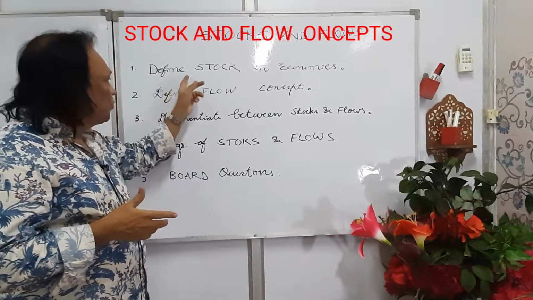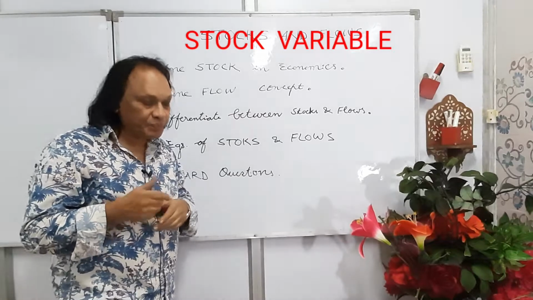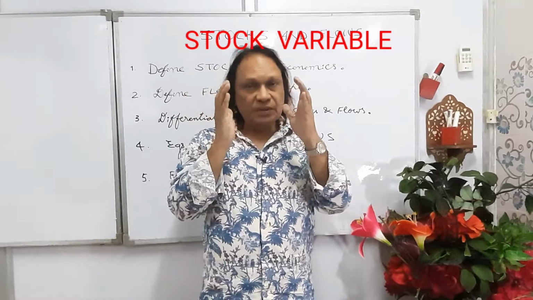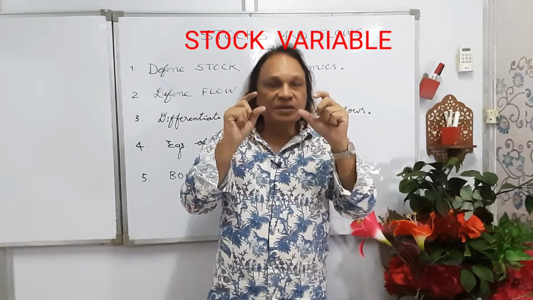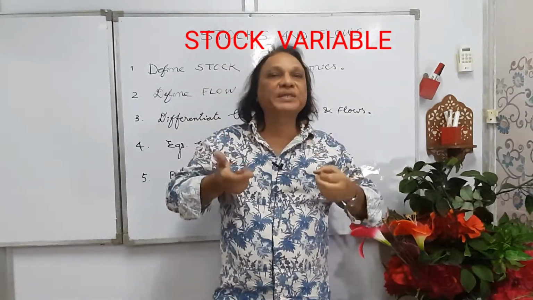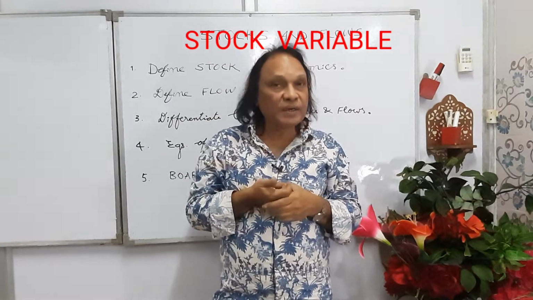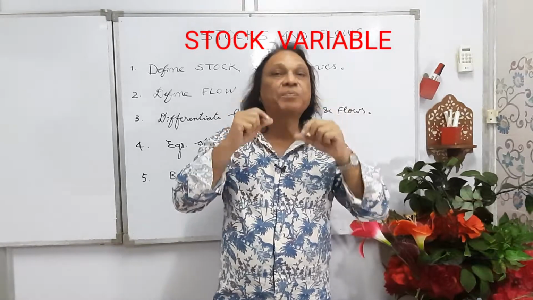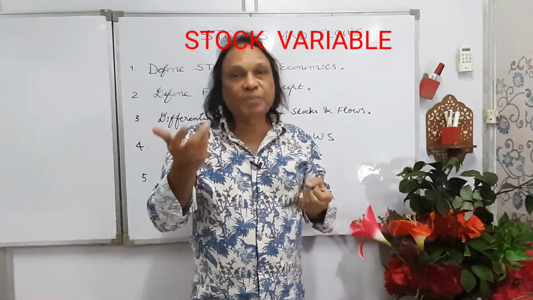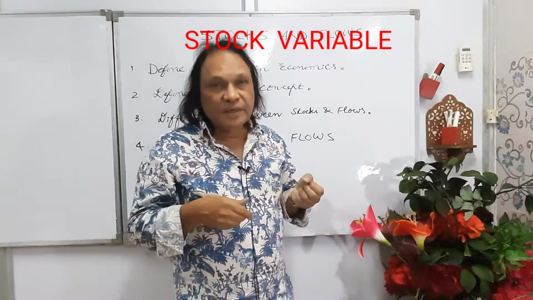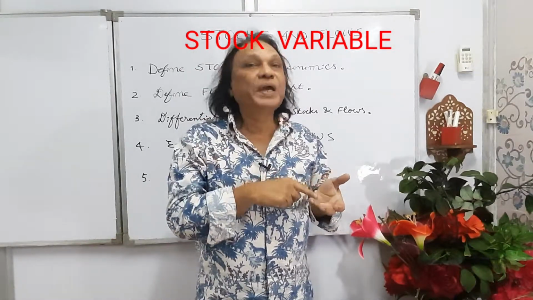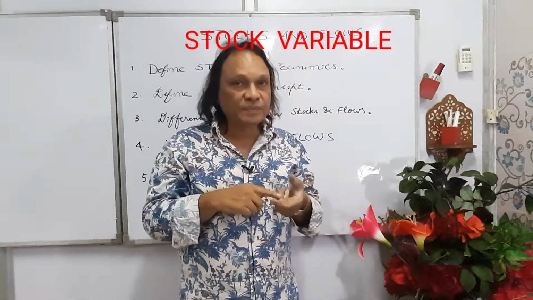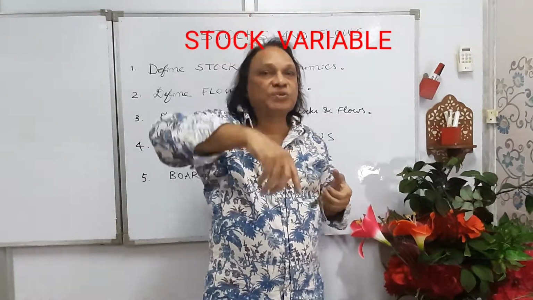The first one, you have defined stock in economics. What exactly is stock in economics? Stock is a quantity measured at a particular point of time. What do you mean by a particular point of time? It can be maybe 5 o'clock in the evening, maybe today, maybe in the year 2020.